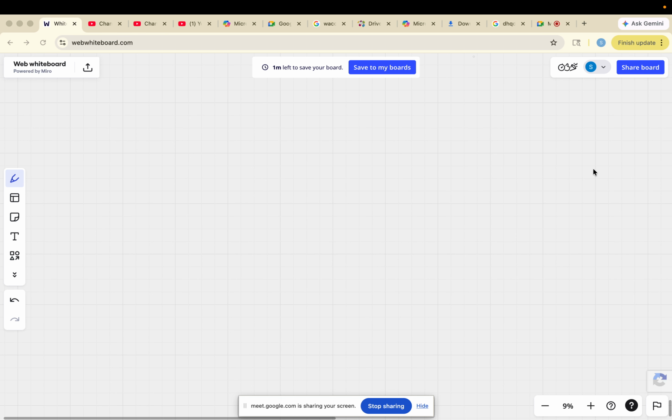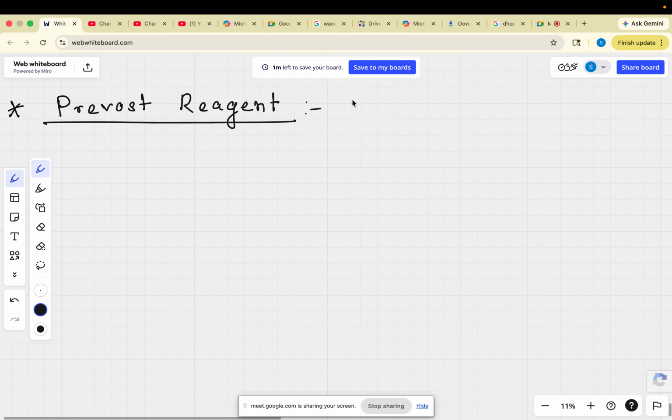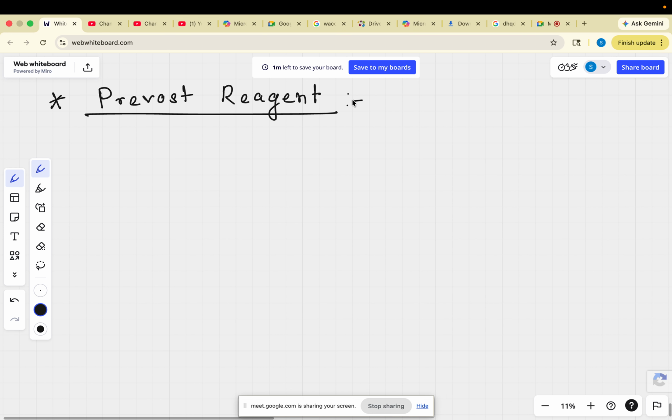Okay, so yesterday we have done up to Woodward's reagent. Today we will start Prevost reagent. So first of all, what is Prevost reagent?